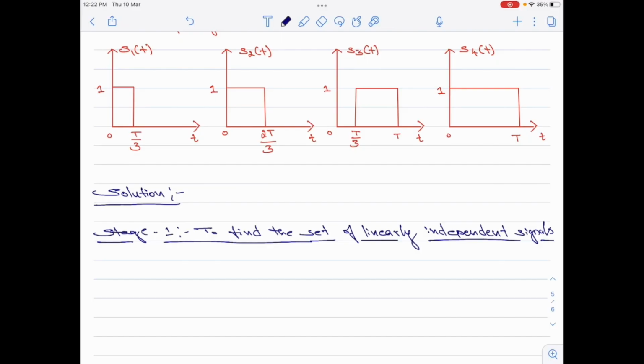For example, by analyzing the given signal set for this numerical carefully, we find that the signal S4 of t can be expressed as a linear combination of S1 of t and S3 of t. How? If you come back and check, S1 of t is defined over the interval 0 to T by 3, whereas S3 of t is defined over the interval T by 3 to capital T. So, when I add them, the overall interval becomes 0 to capital T. Since all three of the signals have the same amplitude, we can now say that S4 of t is a dependent signal.